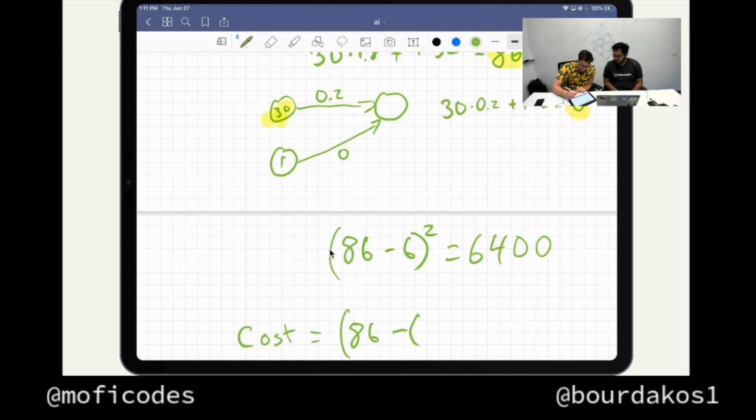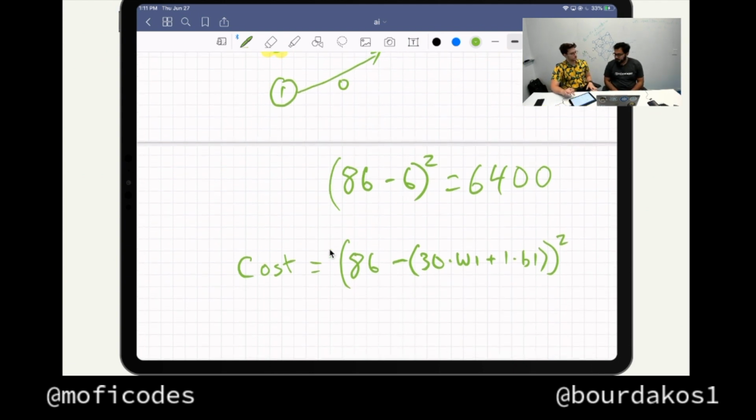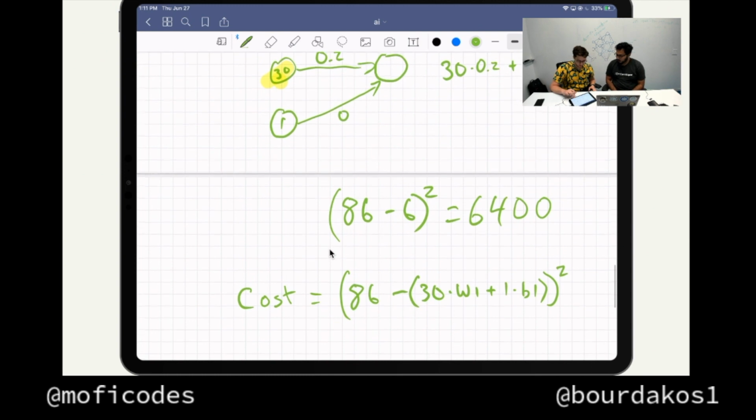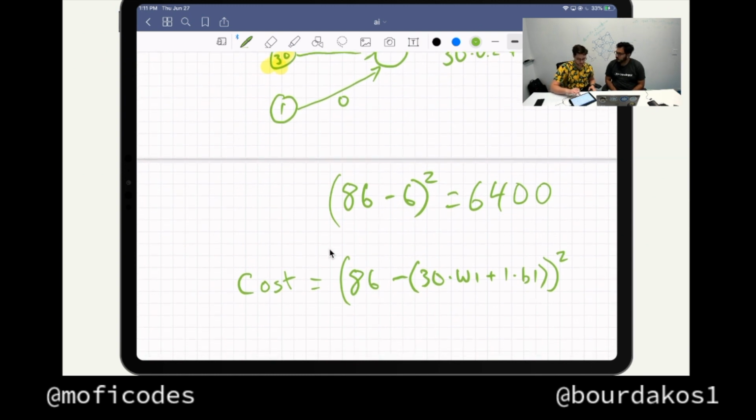So we have 30. That's going to be fixed. Times weight 1 plus 1 times bias 1, squared. So this is our cost for this one example, this 86 and 30. And we can plot this in a graph. Right. And our goal is to find the minimum of that graph.